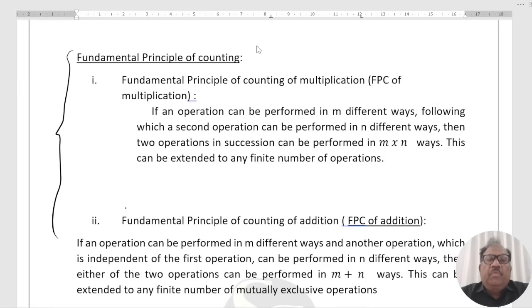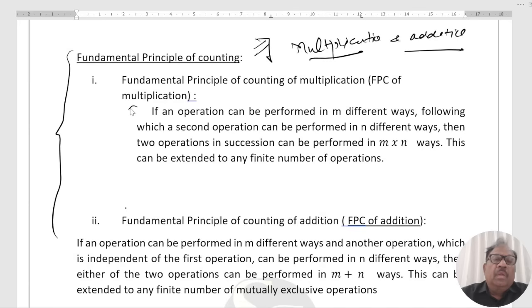What is the fundamental principle of counting? Counting is of two types, counting of multiplication and counting of addition. When is this applicable? Multiplication is applicable if an operation can be performed in m different ways, following which a second operation can be performed in n different ways, then the two operations in succession can be performed in m into n ways. This can be extended to any finite number of operations, right?